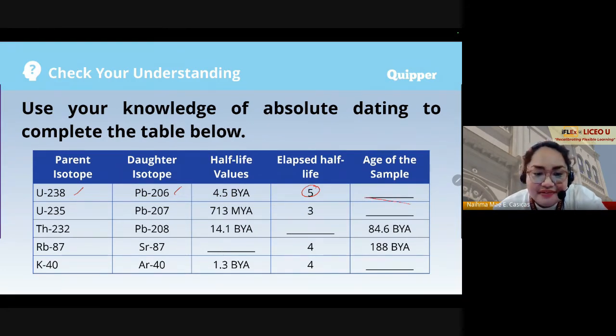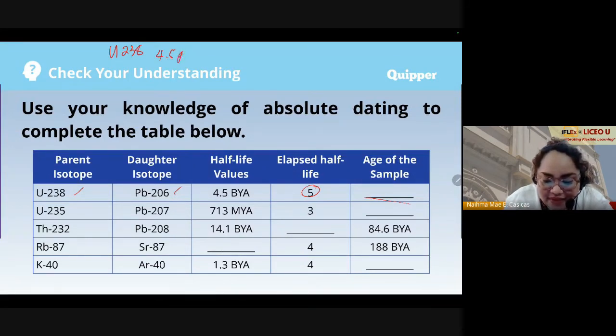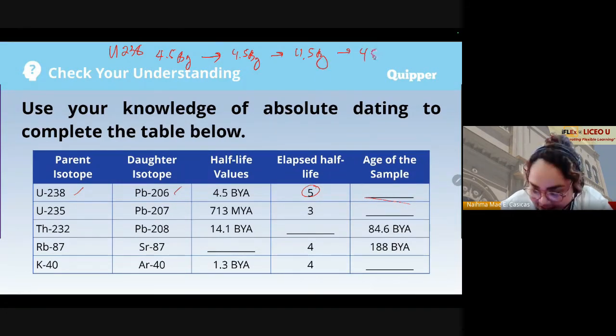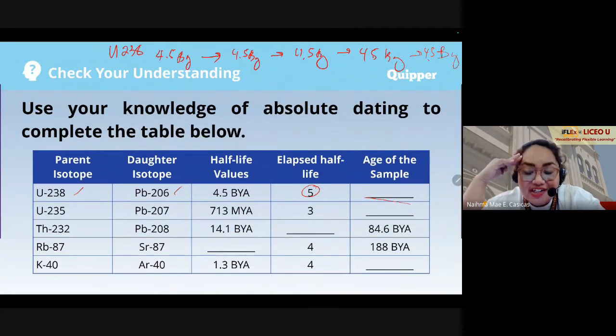What do you think? The half-life again is 4.5 billion years. For uranium-238, it went through five half-lives. So 4.5 billion years, then another 4.5 billion years, another 4.5 billion years, another 4.5 billion years, and lastly another 4.5 billion years. So, how old is the uranium-238? What do you think?